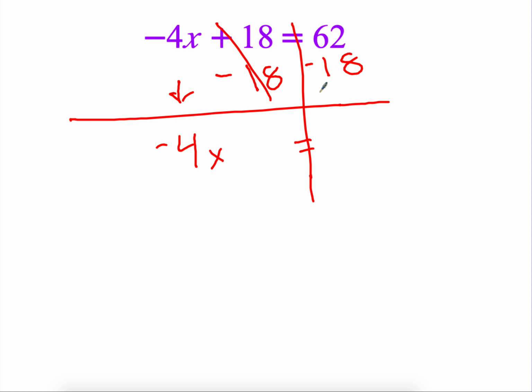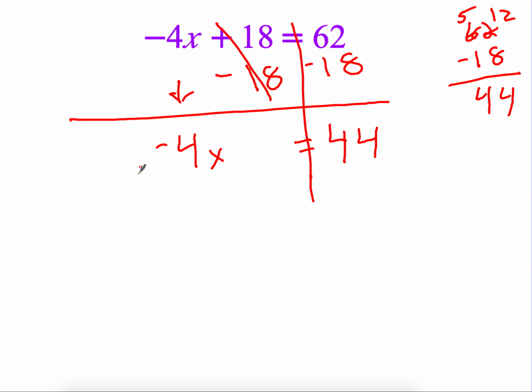And 62 minus 18 is, let's see, let's work it out because I'm struggling with my mental math right now. 12 minus 8 is 4, so we get 44. Perfect. So now I have negative 4 times something equals 44. Because I have a coefficient attached to a variable, there's nothing in between, this is multiplication. So to undo multiplication, I need to do division, and because it's a negative 4, I'm going to divide by a negative 4 to make it 1 and go away.